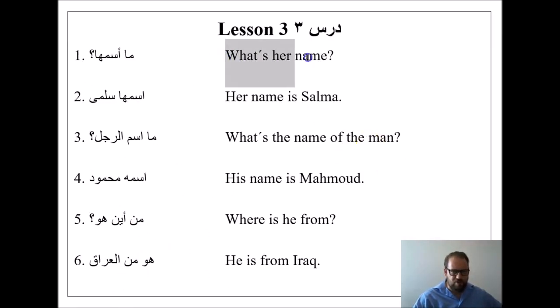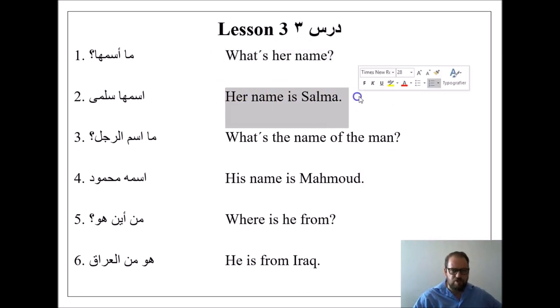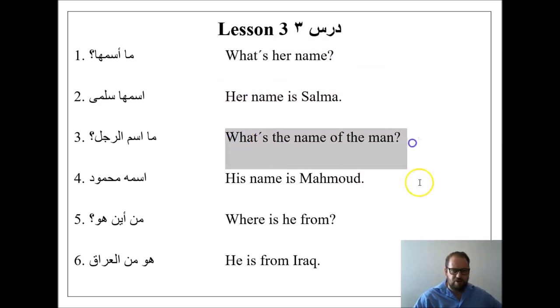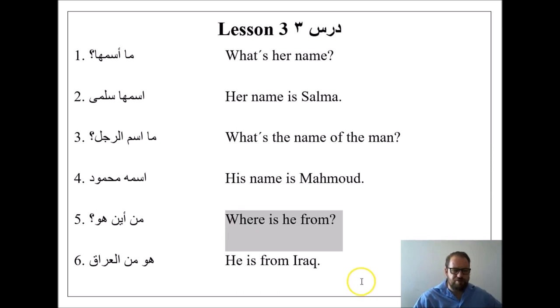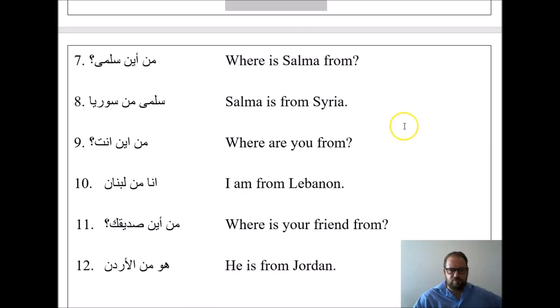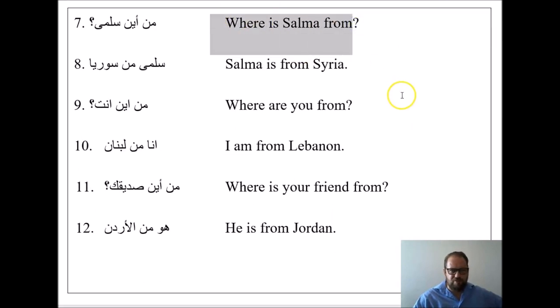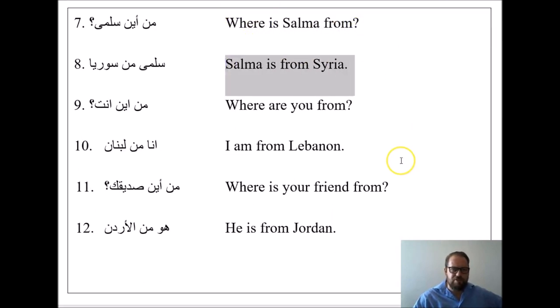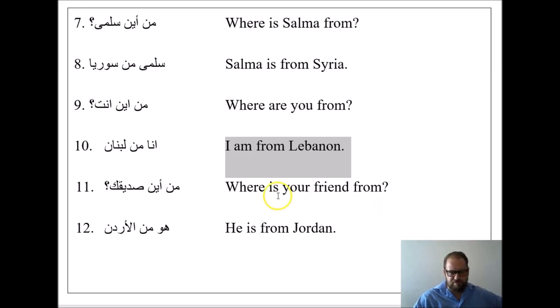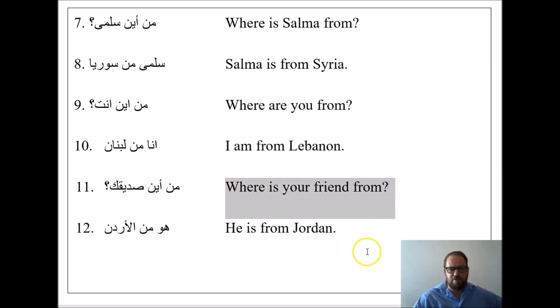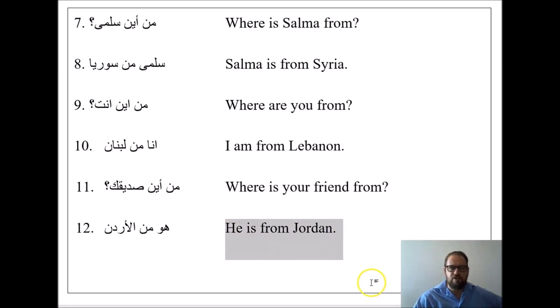Let's repeat: What's her name? Her name is Salma. What's the name of the man? His name is Mahmoud. Where is he from? He is from Iraq. Where is Salma from? Salma is from Syria. Where are you from? I am from Lebanon. Where is your friend from? He is from Jordan.